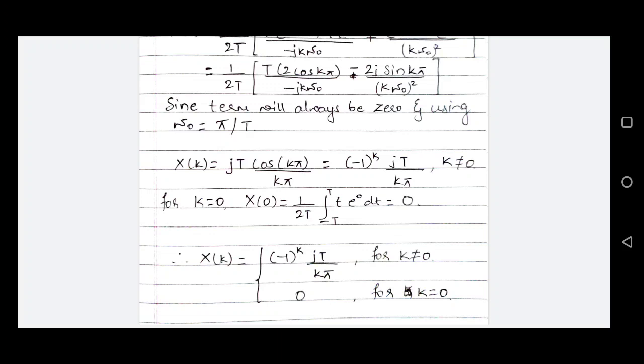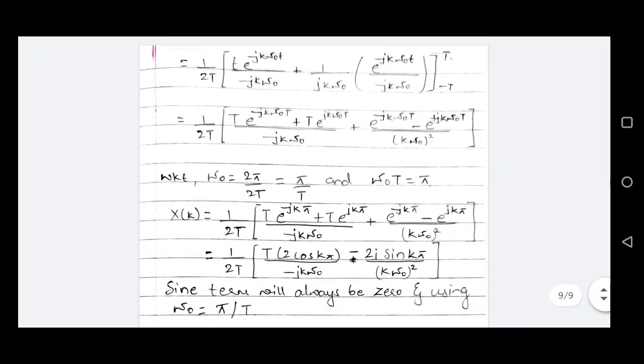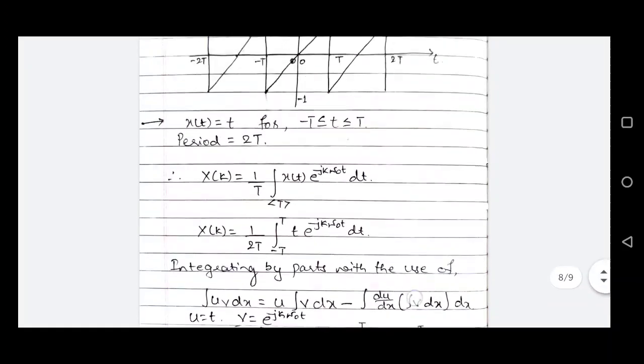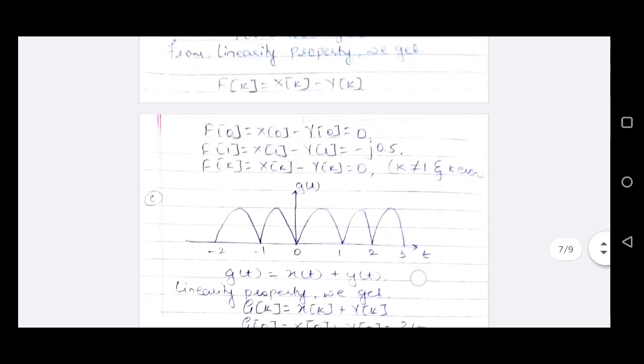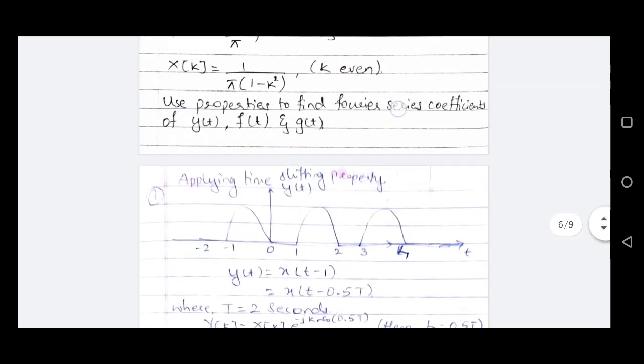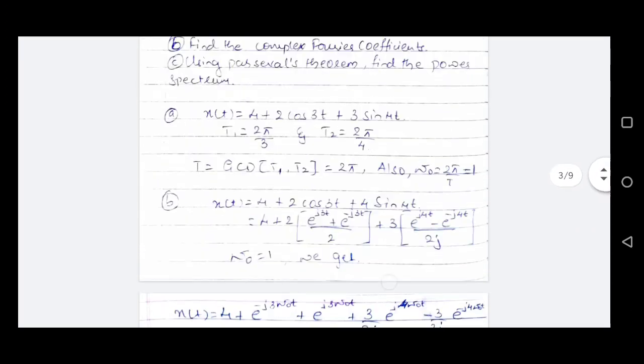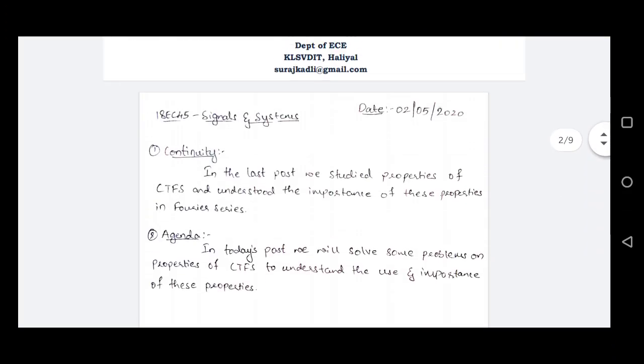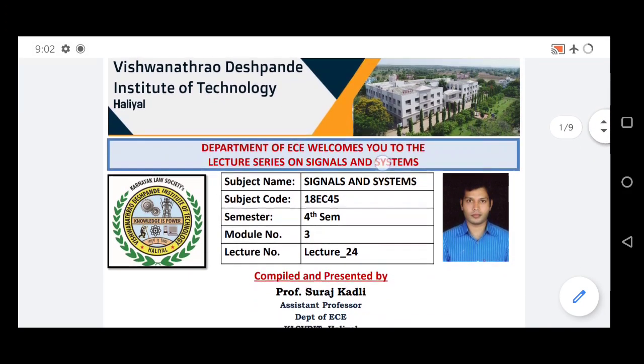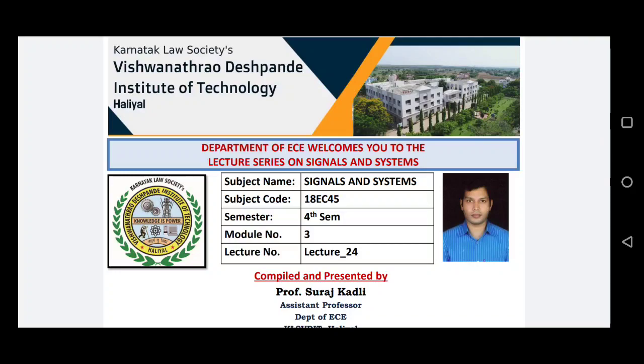Now with this problem, we will conclude our discussion on continuous time Fourier series. I hope all of you have followed all the concepts from continuous time Fourier series. This concludes the second part of module 3. Thank you all.